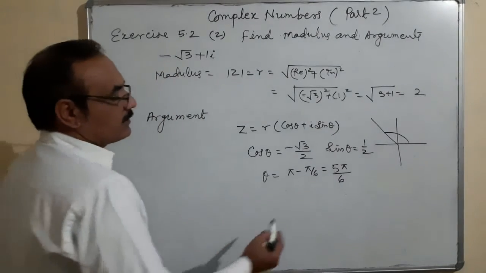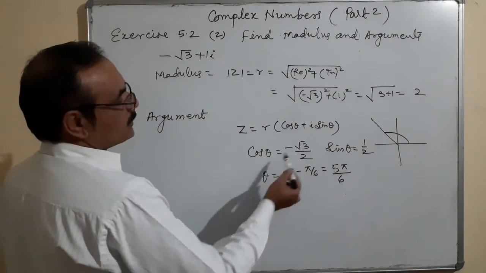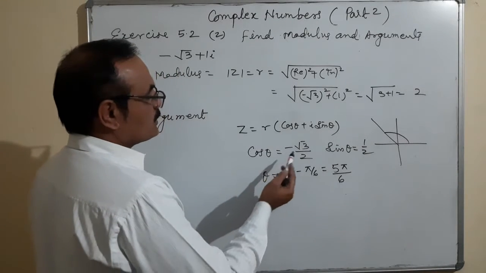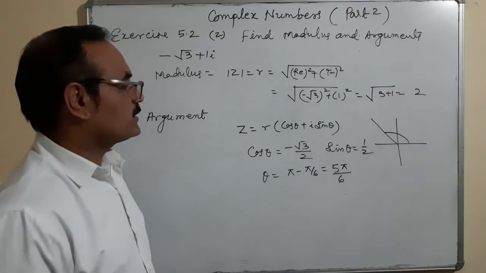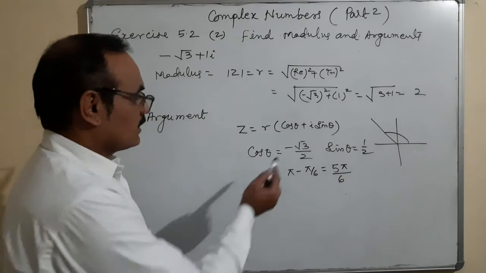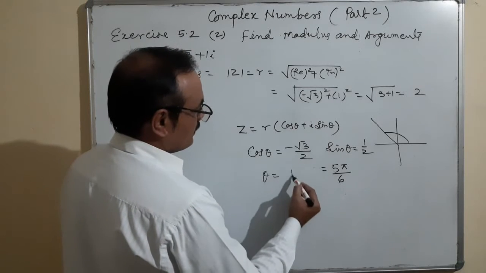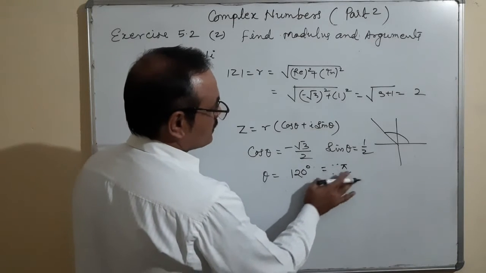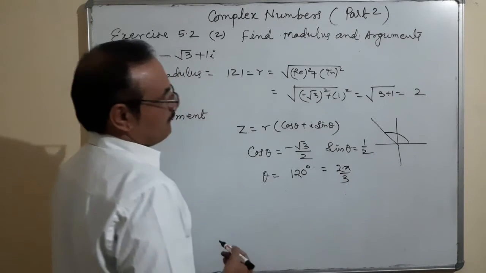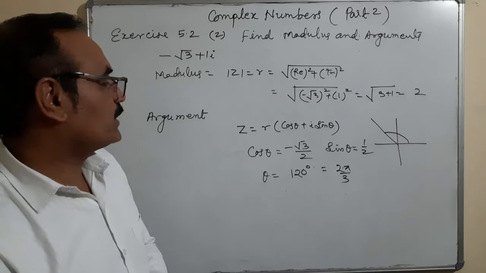What is coming here? 150. Root 3 by 2, 30. So it is coming, I think, 120 will be coming, because cos theta is root 3 by 2. It is coming cos 30, pi by 6. So 90, pi by 2 plus pi by 6. What is this? The value is coming here 120. Theta is equal to 120 degree. And 120 degree, what does it mean? It is 2 pi by 3. Okay. 90 plus 30, 120, and 120 is coming 2 pi by 3.